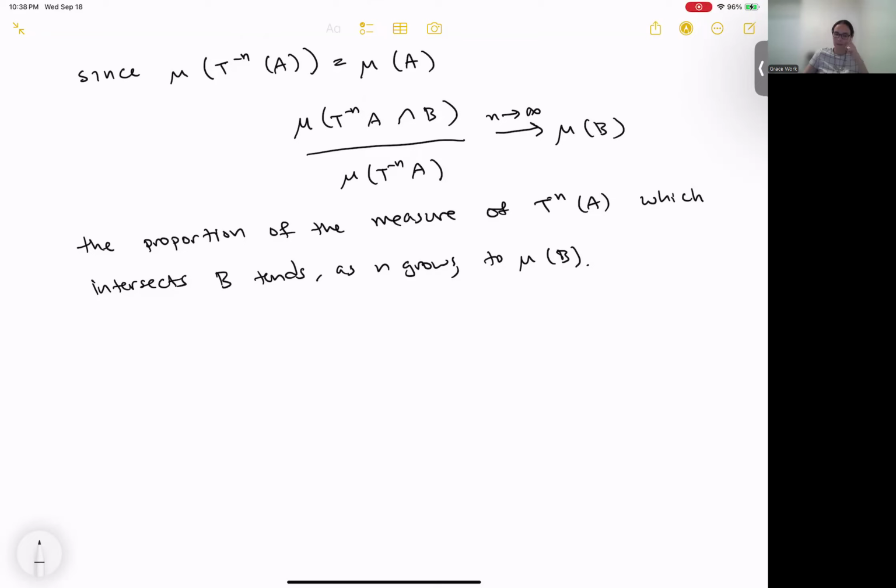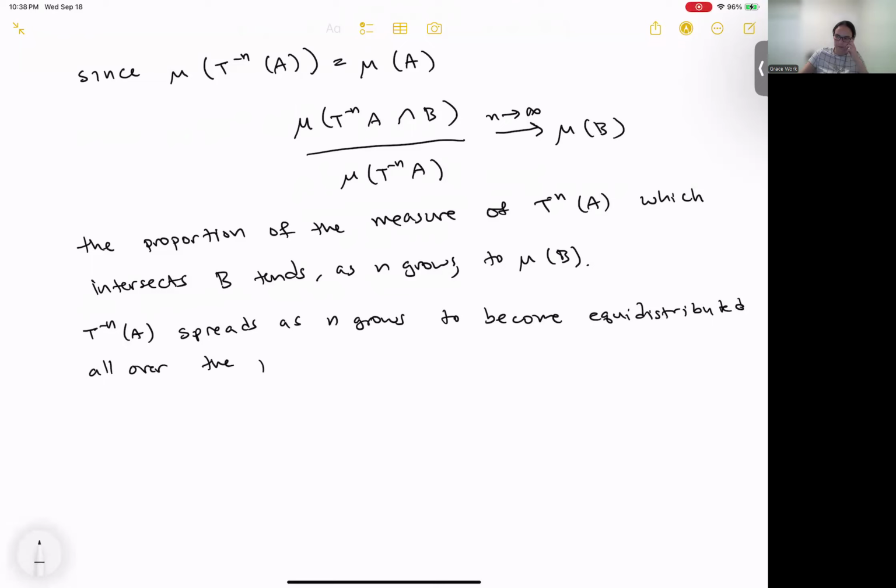That's sort of the idea of mixing, is that this preimage spreads as n grows to become equidistributed all over the space with respect to the measure mu.